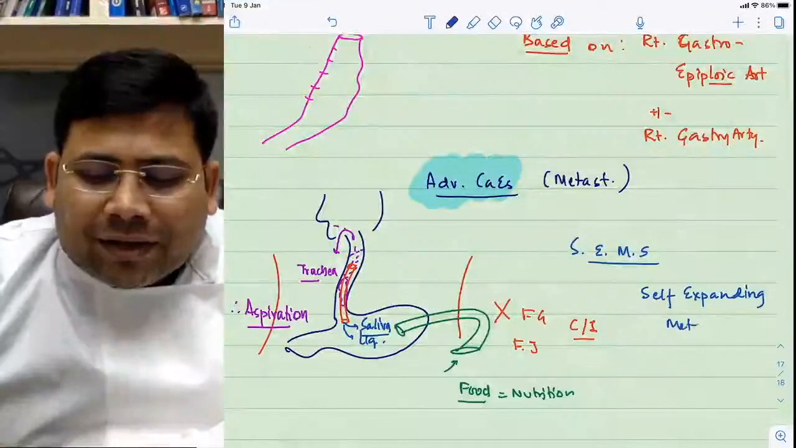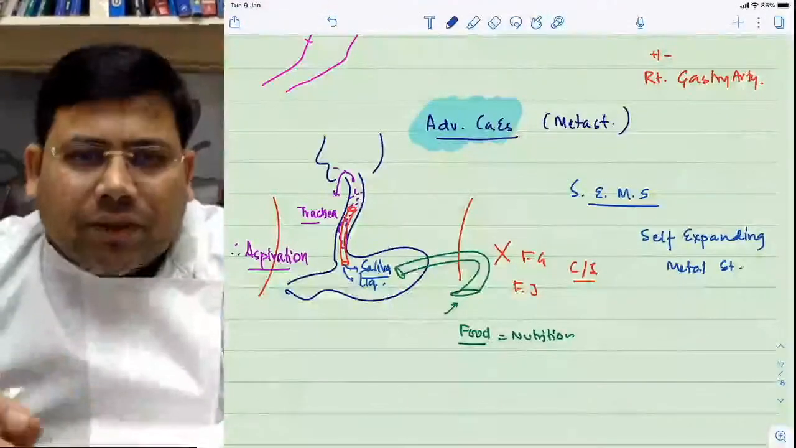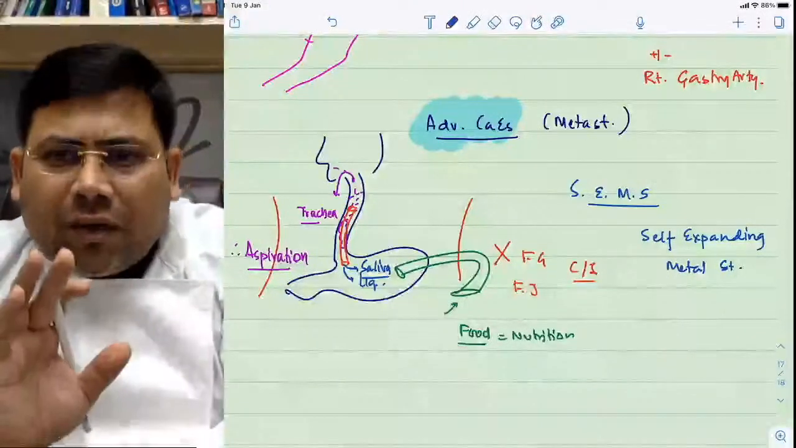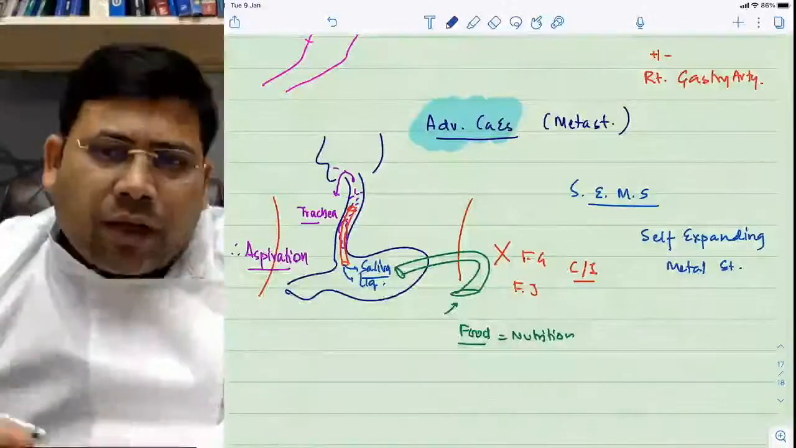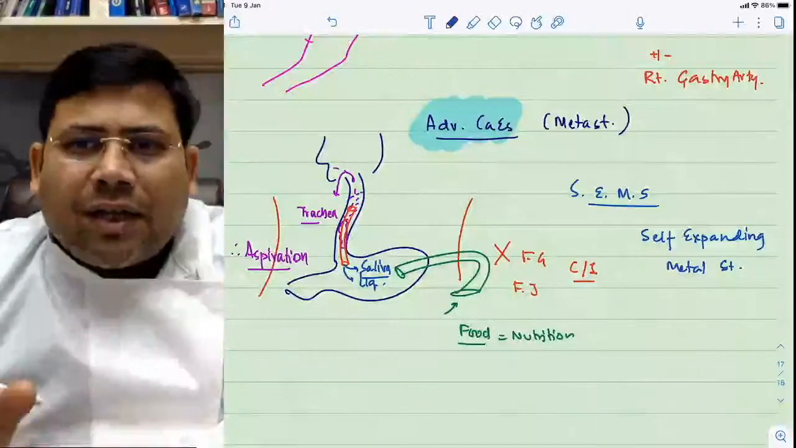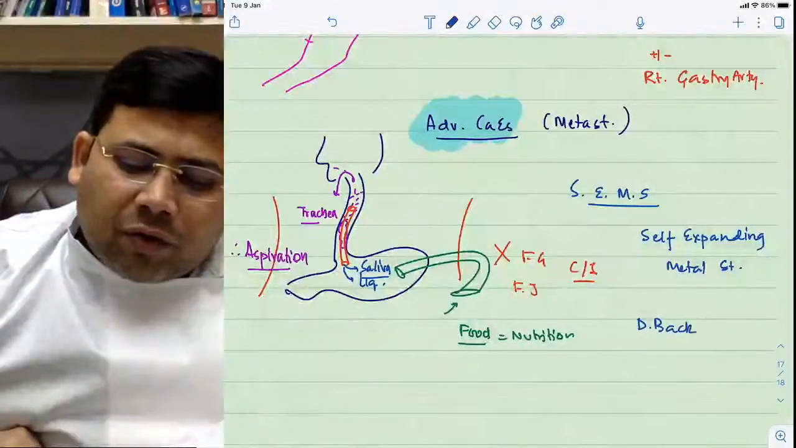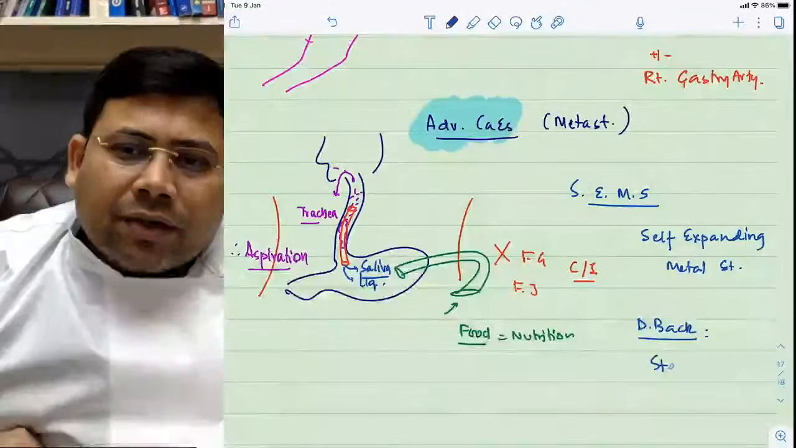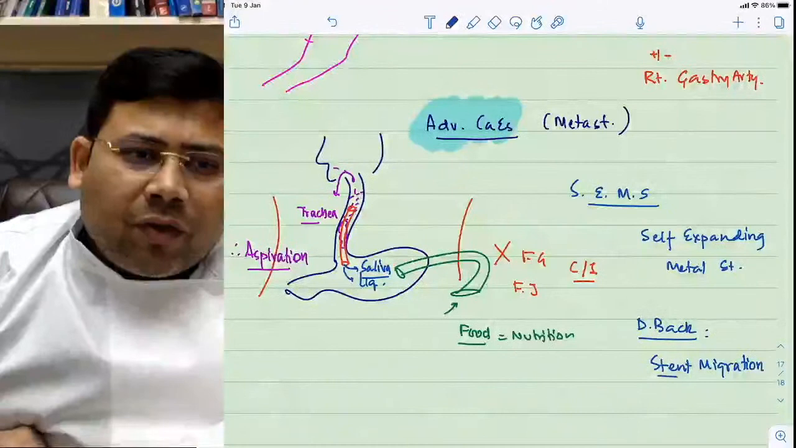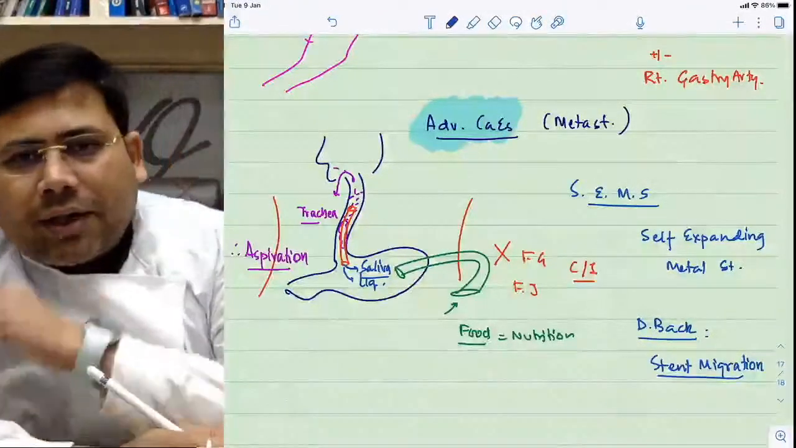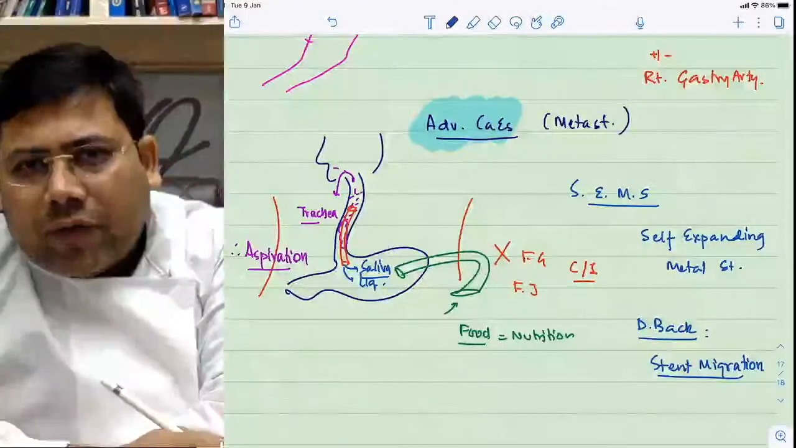If you read the literature, there are a lot of options, like photoablation, laser ablation, debulking esophagectomies. But they are all irrational, and their long-term effects have not been proven. Today, we prefer to choose SEMS, that is, self-expanding metal stents. A question is also asked on the drawback. The answer is stent migration. Stent dislodgement is a very common side effect. Apart from that, feeding gastrostomy and jejunostomy are absolutely contraindicated.